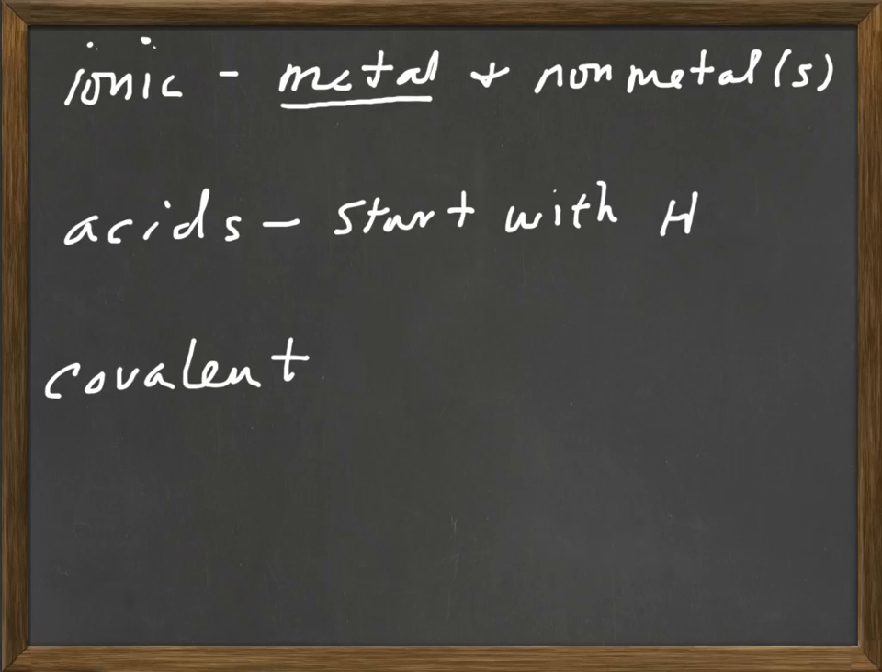Covalent compounds are two nonmetals. And they have their own set of rules. If it's three nonmetals, it's going to be something else. Exactly two. Two nonmetals uses the covalent compound rules. Okay? So what we're going to do today is we're going to learn how to name and how to write the formulas for the ionic compounds.